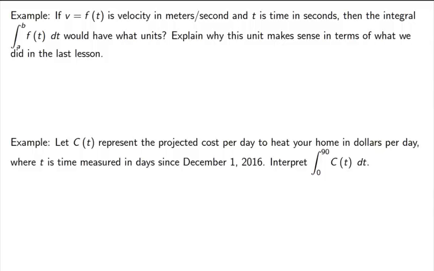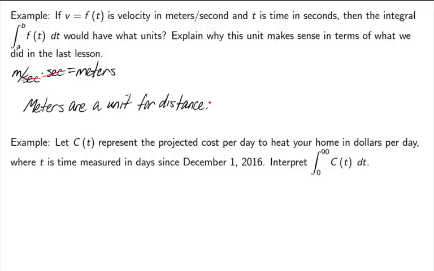Let's suppose that we have a velocity function in meters per second, and t is a time in seconds. Now, one of the things we talked about before was the area under the curve is equal to the distance traveled. And so let's see if that makes sense when we play around with the units. f of t has meters per second as the unit, and dt is seconds for my units of t. We get meters for this. Meters are a unit for distance. So now let's take a look at this next example.